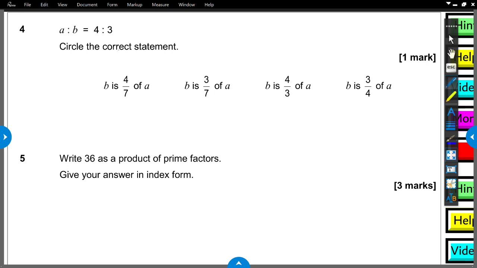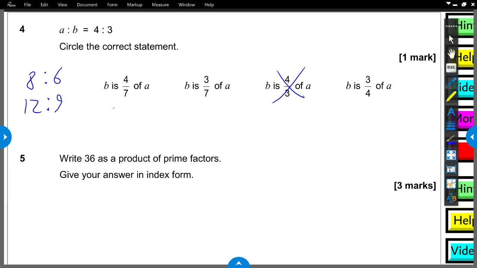Now, we can rule out one of these straight away because we know that A is bigger than B. So B can't be 4/3 of A. That's just not true, because that indicates that B is bigger than A. That's not the way around this is. So it must be one of these other 3.